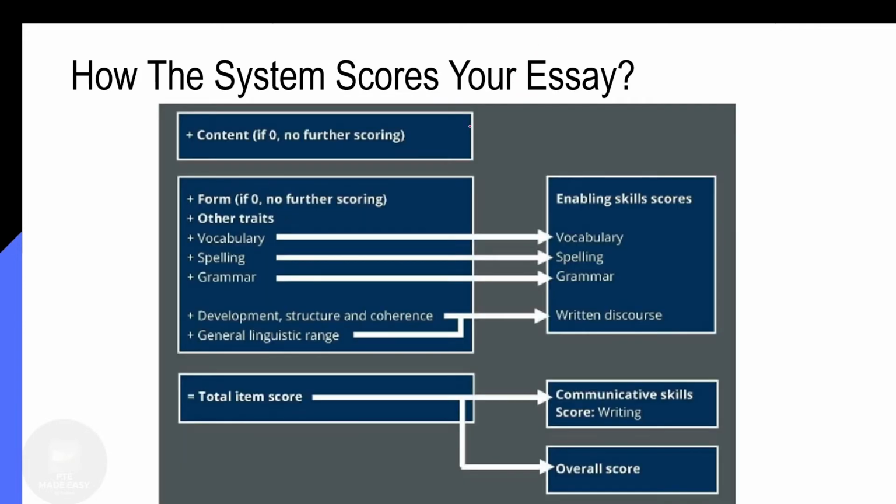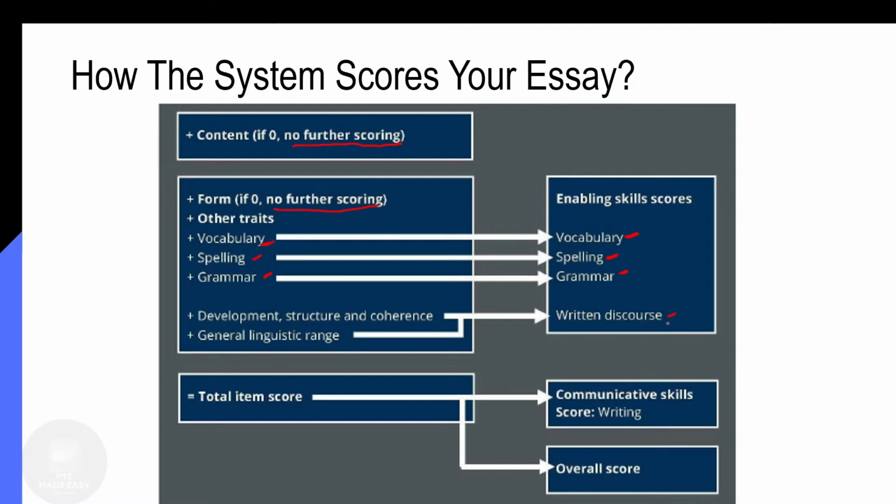This is how the system looks at your essay. If you get 0 in content, no further scoring, you don't get any other score. If your format is 0, no further scoring, you get 0 in essay. If you do well with vocabulary, that goes to your enabling score. If you do well in your spelling, that goes to your spelling score in enabling skills. If you do well with grammar, that goes to your grammar section of the enabling score. If you do well in development, structure, and coherence, as well as general linguistic range, that you have used appropriate words, you have developed the essay the way an essay should be developed, that goes to your written discourse.